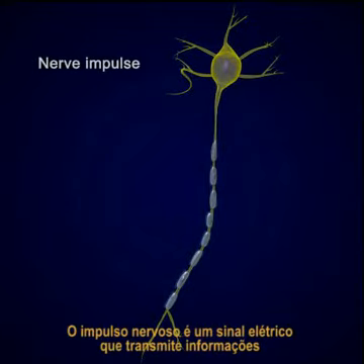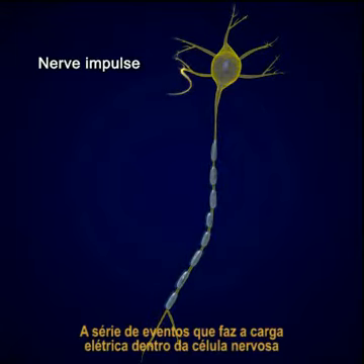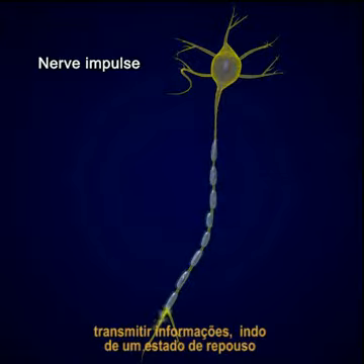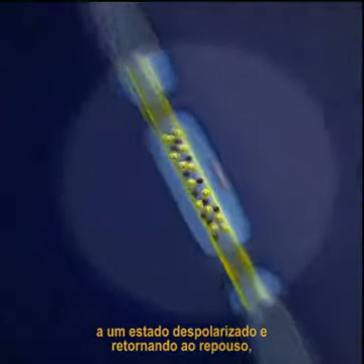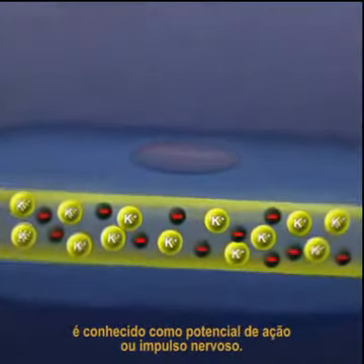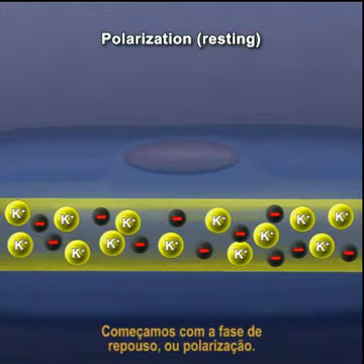The nerve impulse is an electrical signal that conveys information along a neuron. The series of events that causes the electrical charge inside a nerve cell to convey information and go from a resting state to a depolarized state and back to a resting state is known as the action potential or nerve impulse. We begin with the resting or polarization phase.